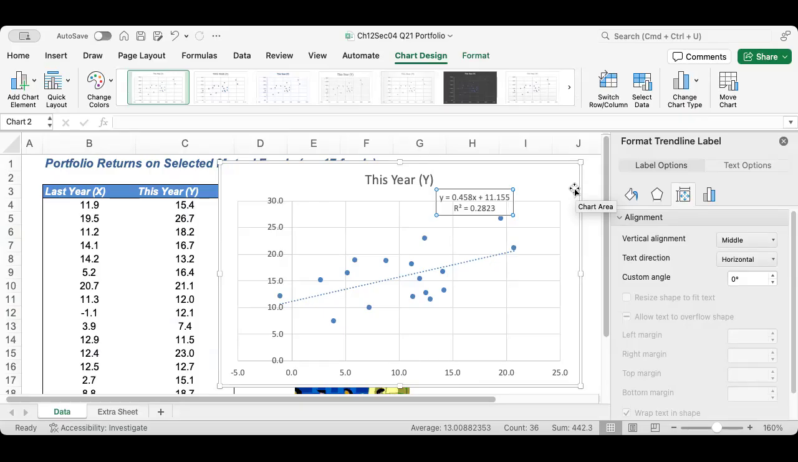How much of the variation in this year is explained by the variation last year? That's my R squared, my coefficient of determination. Perfect. So I can look at this and I can say, hey, I'm going to do better, but there are lots of other factors. 72% of the variation this year is not due to variation from last year. It's due to other market forces.